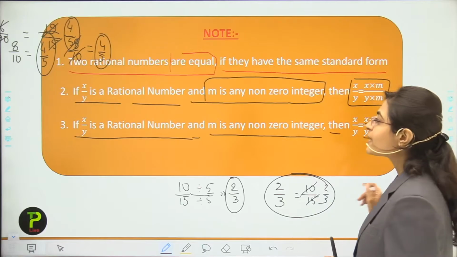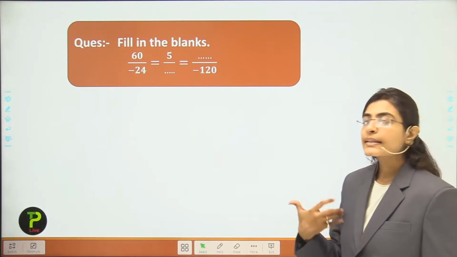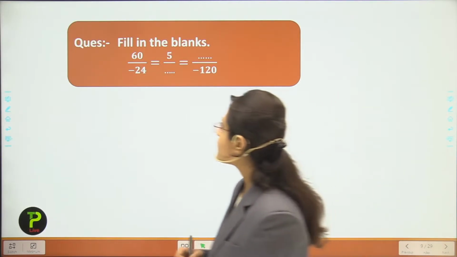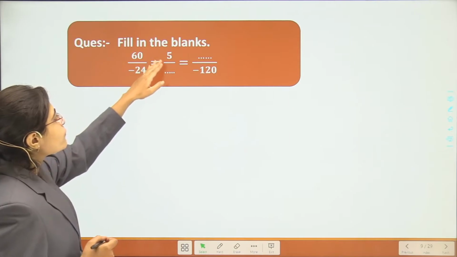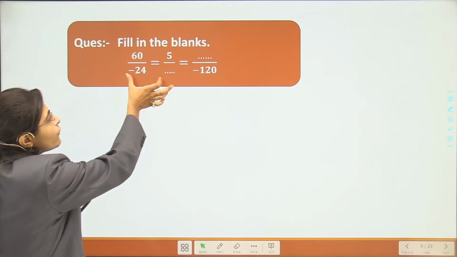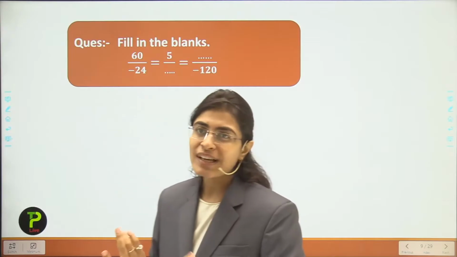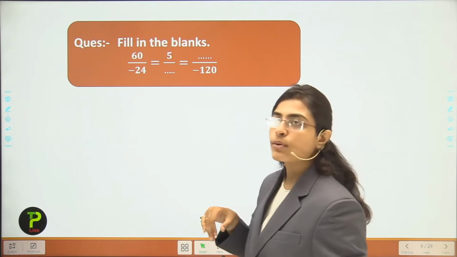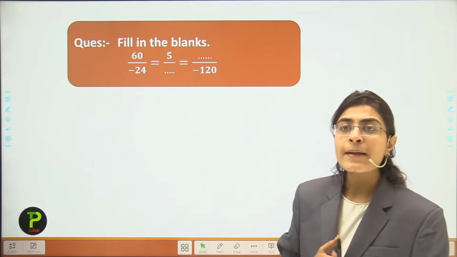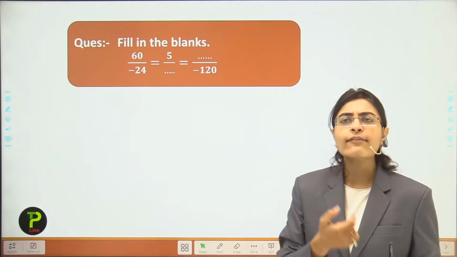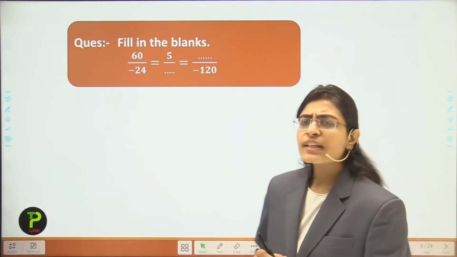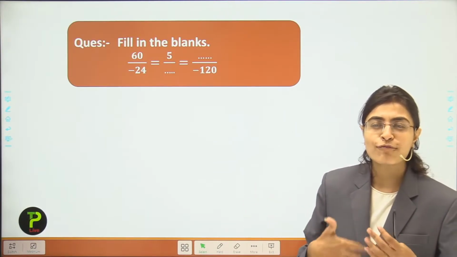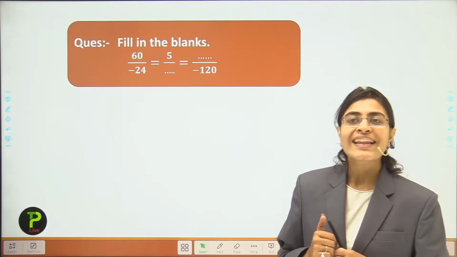Alright, let's move further. There is a question over here, fill in the blanks. 60 by minus 24 is equal to 5 by dash, that is, the standard forms of these two are the same, so these rational numbers are equal. This is also equal to dash upon minus 120, which means these three rational numbers are equal. We need to find the values in the blanks. There are two methods over here, so we'll follow both methods and you can go with whichever feels comfortable for you.